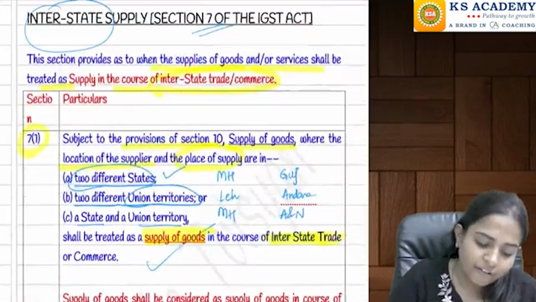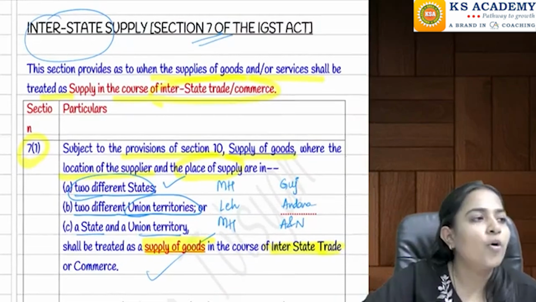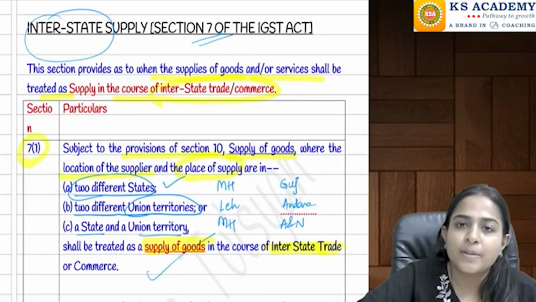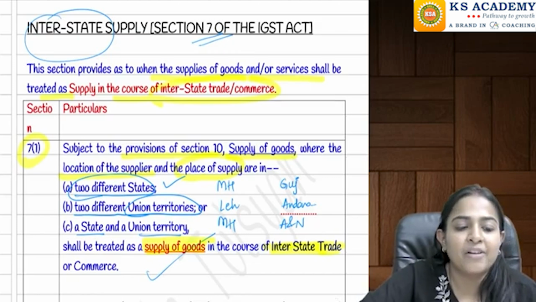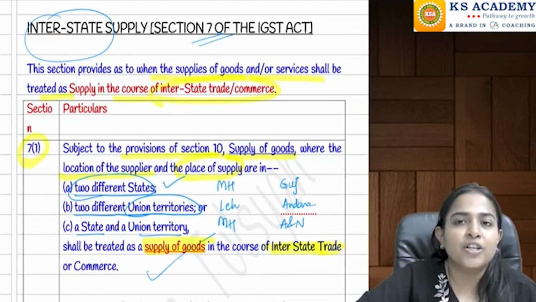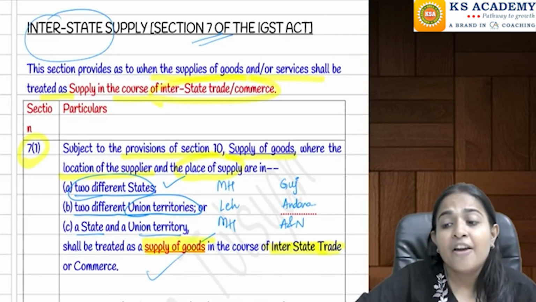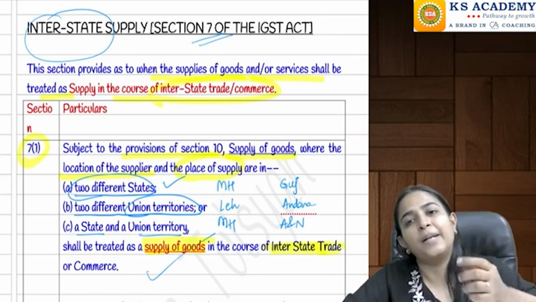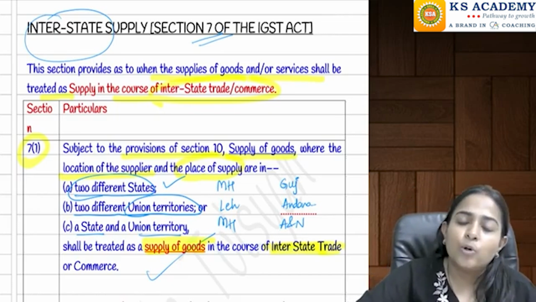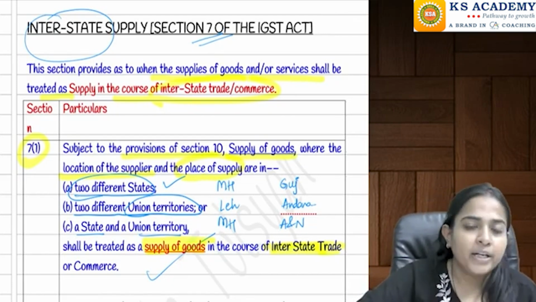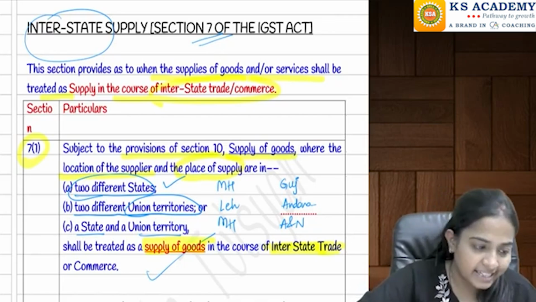After your revision, in your book, you have got section number 7, 8 and 9. Section number 7 basically talks about interstate supply, that is, when the supply will be considered as interstate supply. So section 7.1 says that supply of goods will be considered as interstate when the location of the supplier and the place of supply are located in two different states or two different union territories or one state and one union territory. Then it will be called interstate supply.